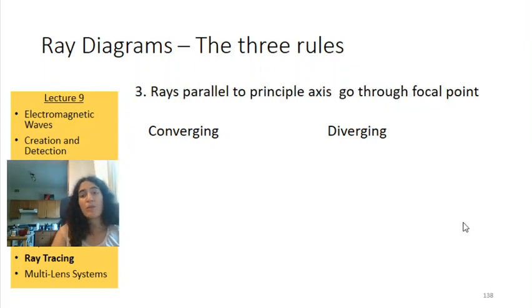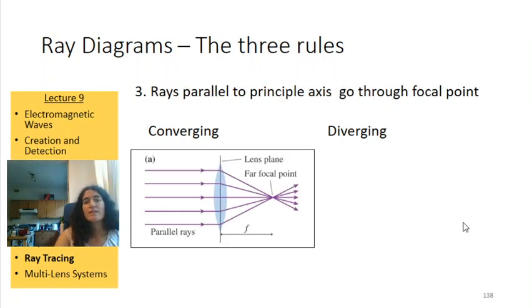Rule number three is that light rays that come in parallel will go towards a focal point. Here I have light rays coming in parallel to the converging lens, and they will bend towards this focal point here. This is how we first described what a focal point is.